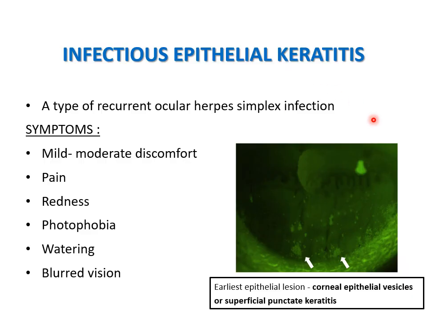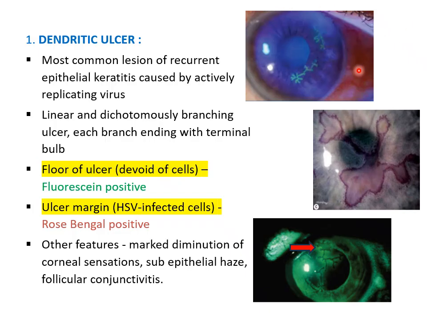Infectious epithelial keratitis is a type of recurrent ocular herpes simplex infection. Symptoms, I think all of you are familiar with the symptoms of keratitis. So the earliest epithelial lesion is in the form of these vesicles, you see, corneal epithelial vesicles or a superficial punctate keratitis. These small minute vesicles are there, and when they rupture, they lead to superficial punctate keratitis. But very often we do not see patients presenting at such an early stage. What we see is this, a dendritic ulcer.